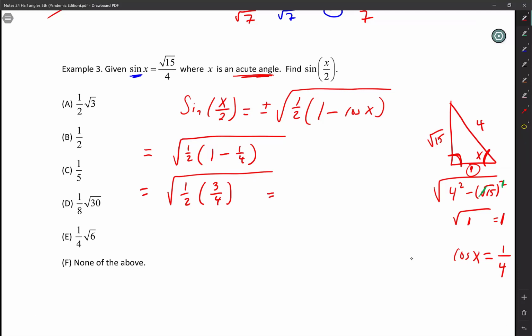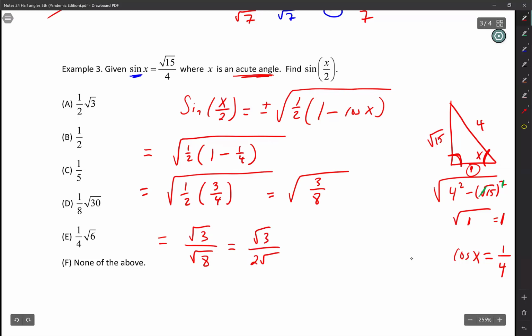Then 1/2 times 3/4, you just multiply those two numbers out. Square root, 2 times 4 is 8, so 3 over 8. And then I'm just doing my laws of exponents. Square root of 3 over square root of 8. I'll slow down a little bit. That's square root of 3 over 2 square root of 2. How did I get that? 4 times 2 is 8, and the square root of 4 is 2.